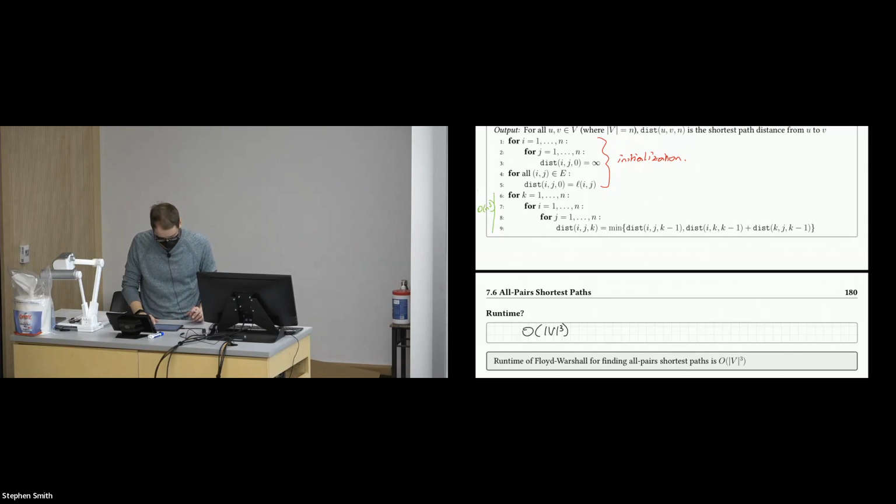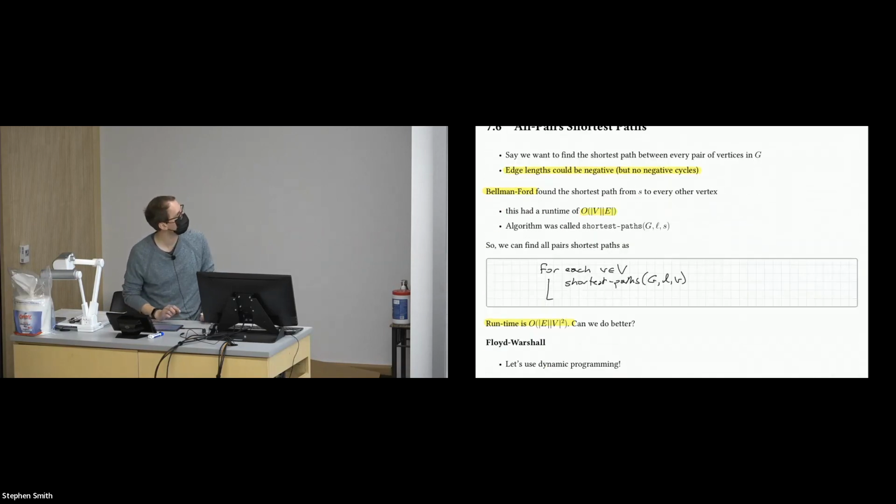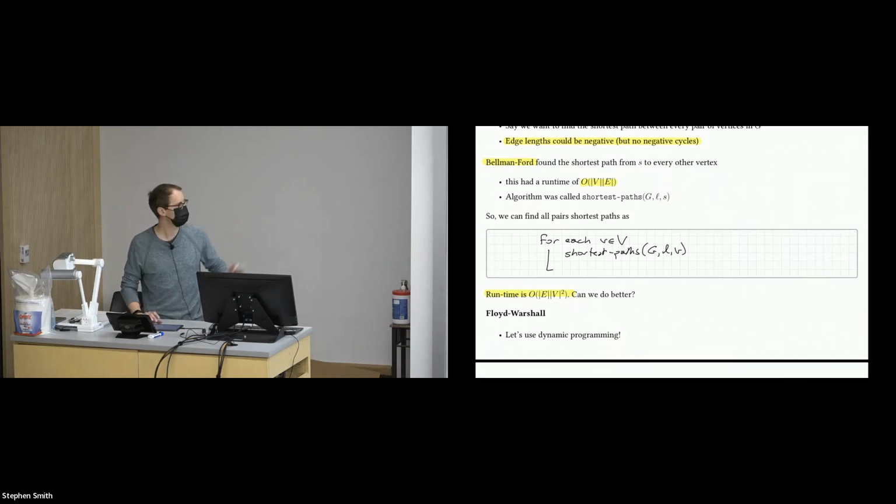And let me just quickly scroll up. In this one, we got E times V squared. So if E is bigger than V, then our new algorithm does better. This could be as bad as V to the power 4, right?